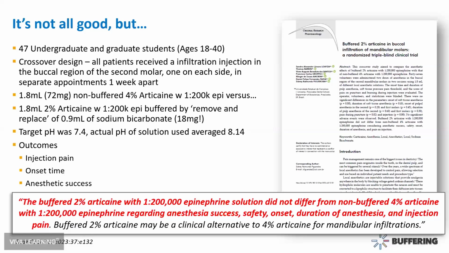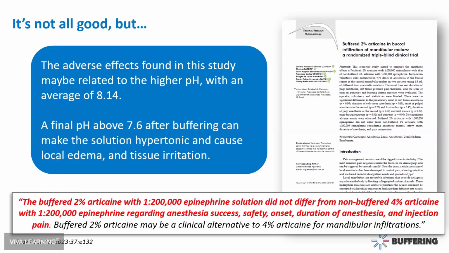Buffered 2% articaine may be a clinical alternative to 4%, which is another whole great story to think about, perhaps less local anesthetic or less concentrated anesthetic. But like I told you, we really do not want to over buffer, because when we over buffer, what we get is potential hypertonicity, and that can cause local edema or tissue irritation.